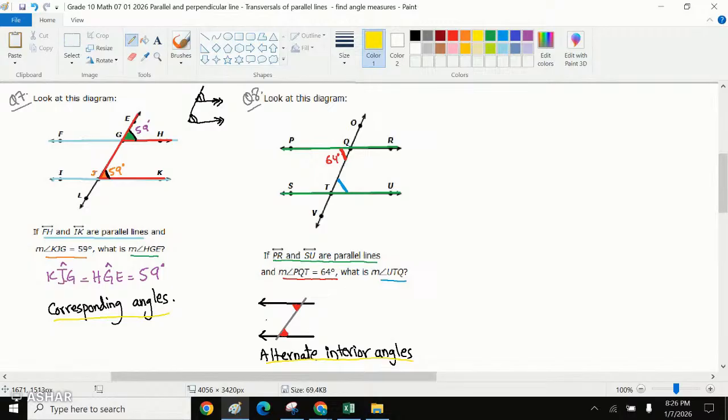Okay, but we still did not find the angle, right? So what should be the value for this angle? U, T, and Q. Since these two angles were equal in size, so if this angle is 64, then this should be 64 as well. Okay, they both are equal. Okay, is alternate interior angles clear? Okay. Moving ahead to the next question.